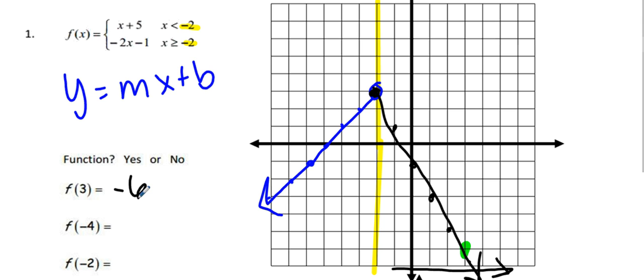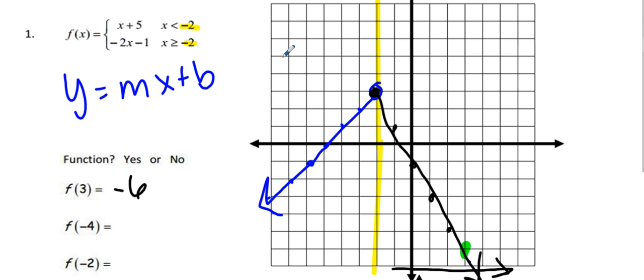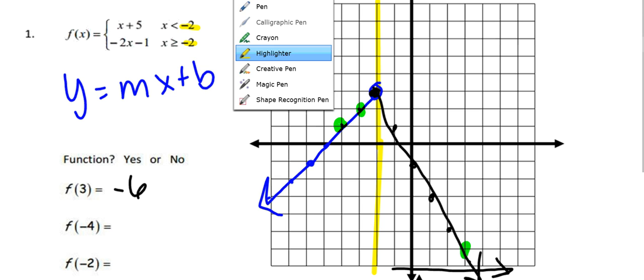Negative 6. When x is negative 4, so f of negative 4, x is 1, 2, 3. What is my y? My y is 1, and when x is negative 2, my y is 2.